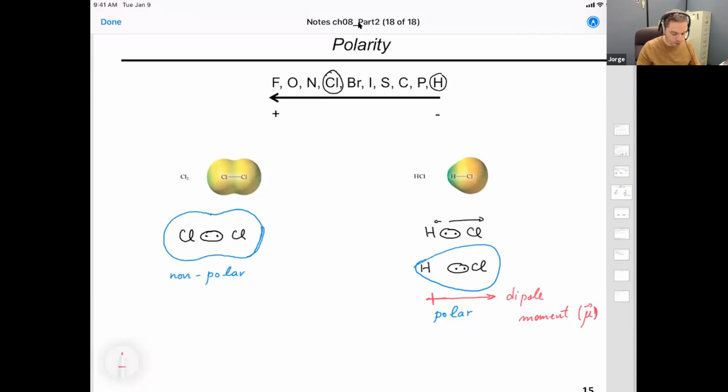So the tail of the vector will start at the point that we have low electron density, and the head is going to point towards the side that we have high density of electrons. And because we have a dipole moment in this chemical bond, we called it a polar covalent bond.